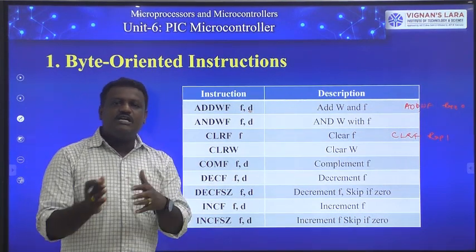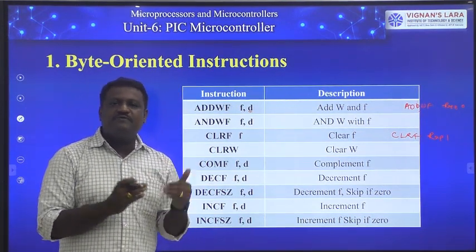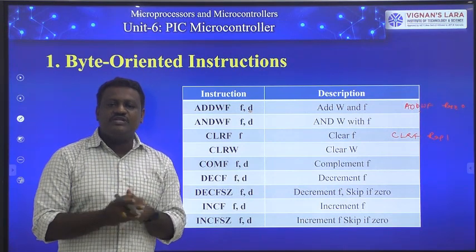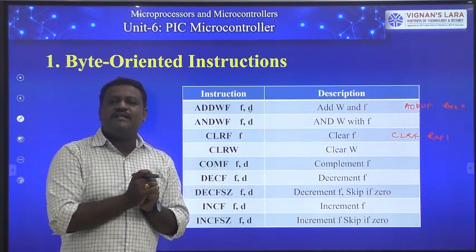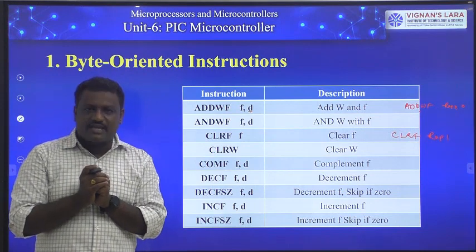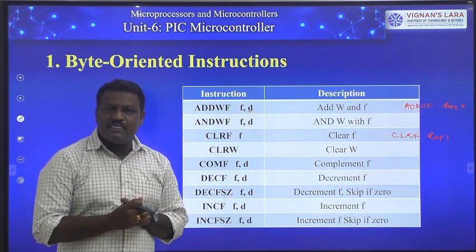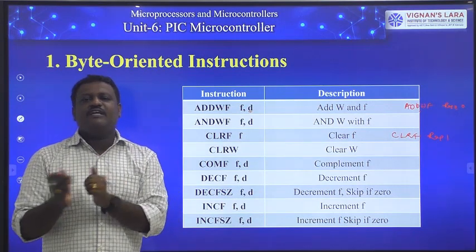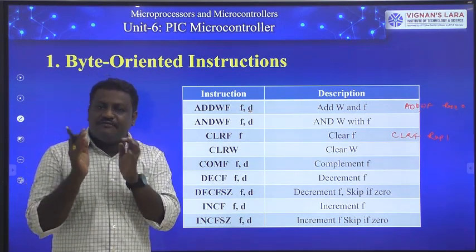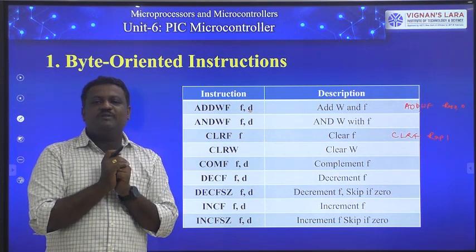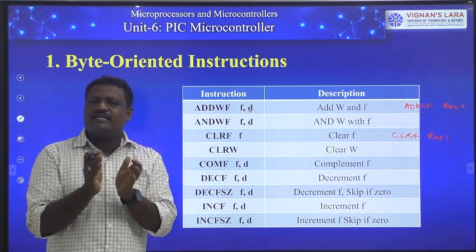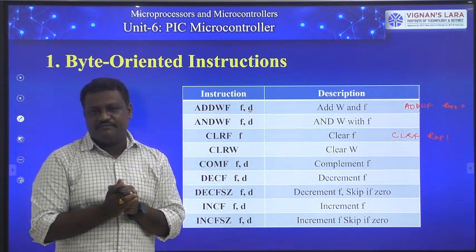And next one is DECF F comma D. That means decrement the file register content F by 1. After decrementation, the result is either stored in file register F or in working register W. Again, that purely depends on bit D. If D is equal to 0, after decrementation of file register F, the result is stored in working register W. Otherwise, the result is stored as it is in file register F itself.